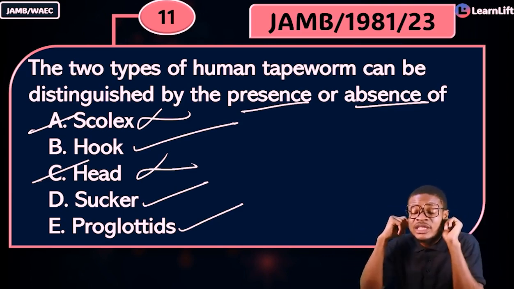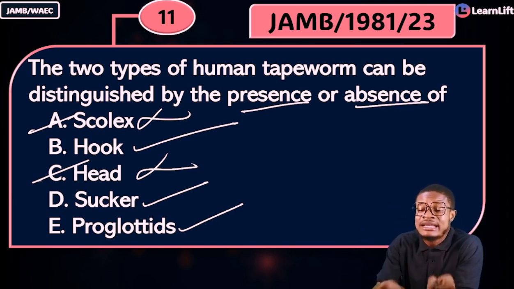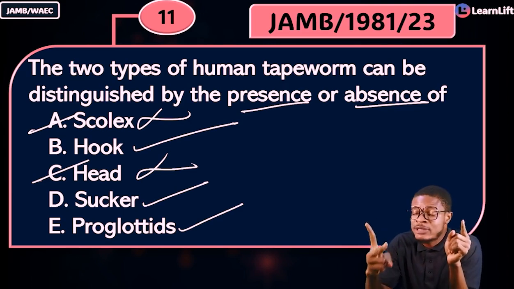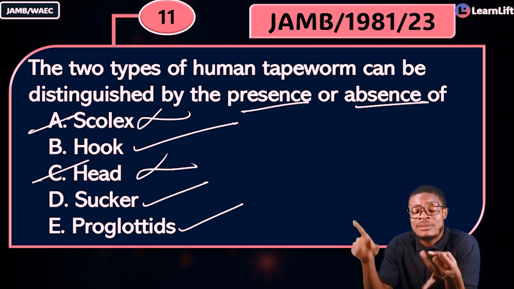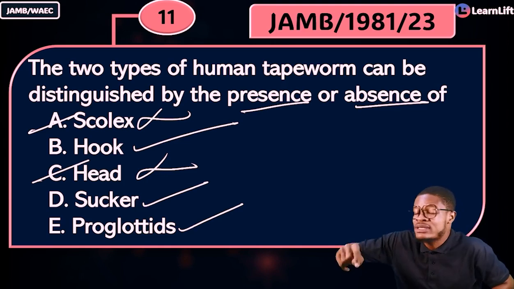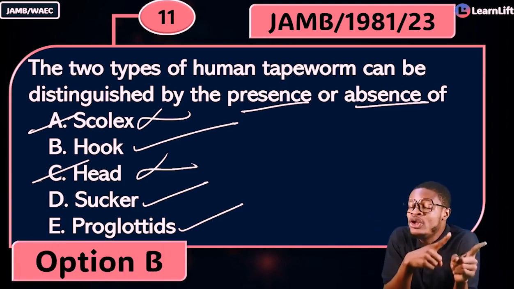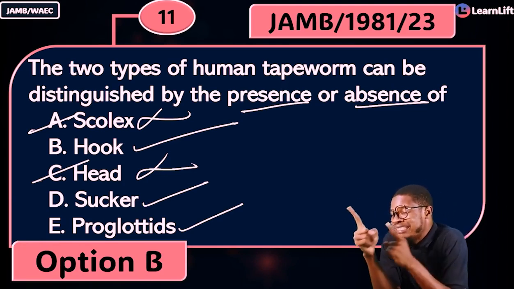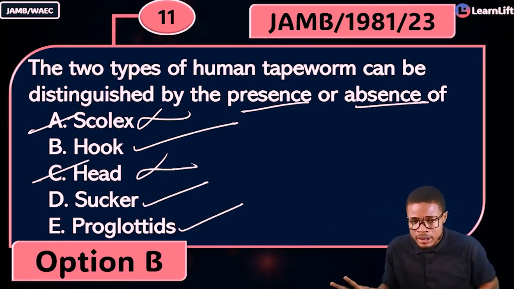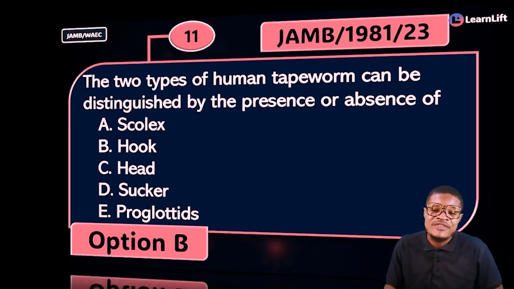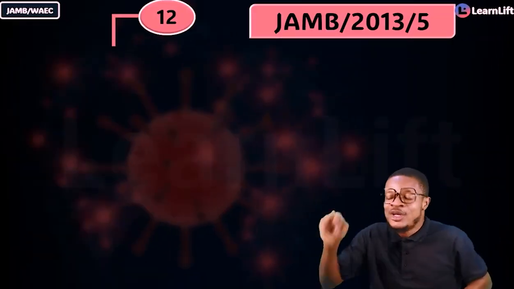What is the distinguishing feature that we use to distinguish the 2 prominent species of human tapeworm, which are the Taenia solium and Taenia saginata? It is the presence or absence of what? Hook. Option B is the answer, because Taenia solium has hook. Taenia saginata, no hook there. Are you getting it now? If you understand that very fast with me, let's move on.